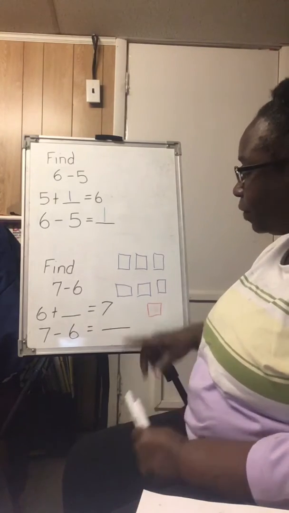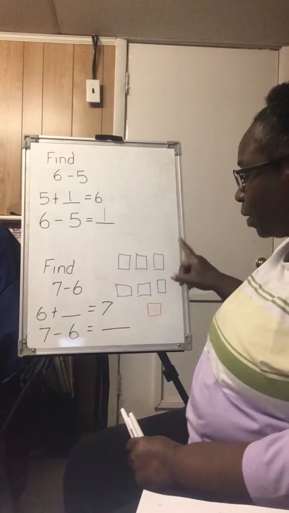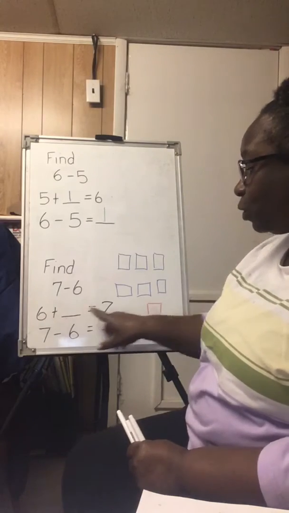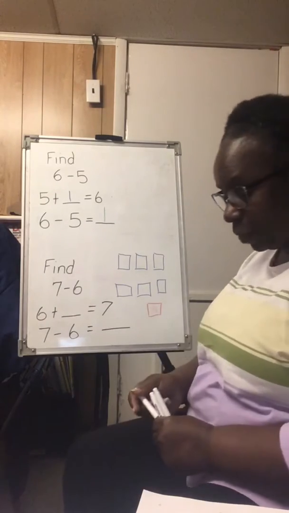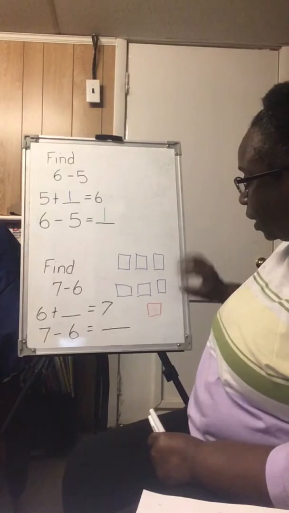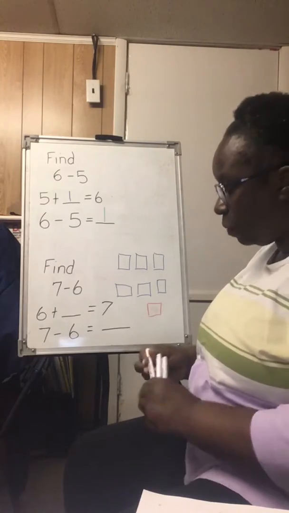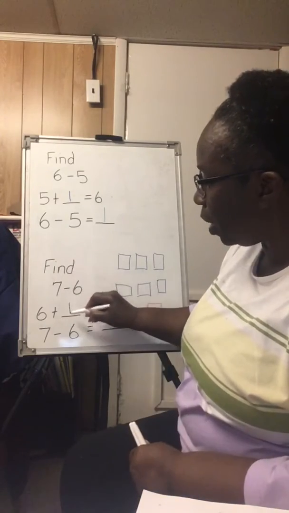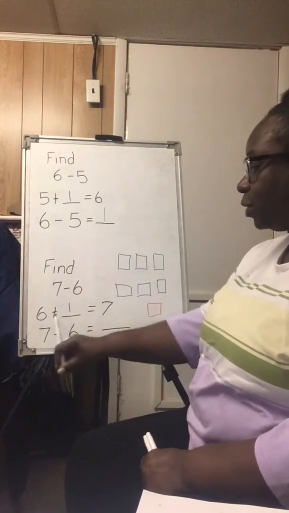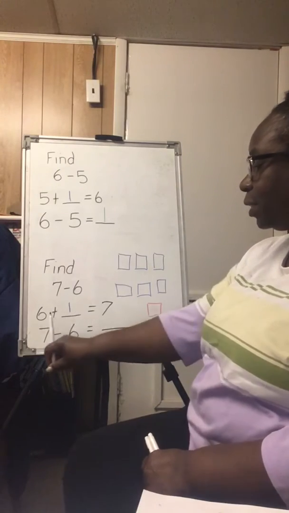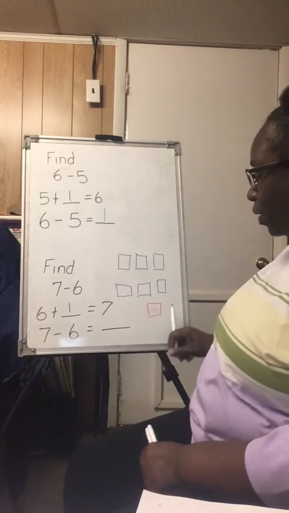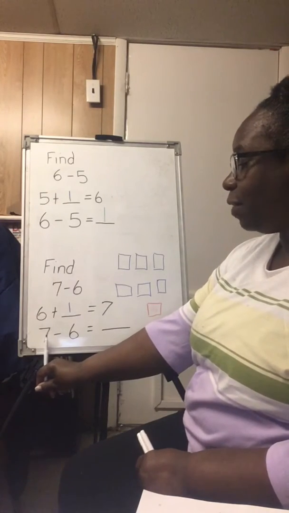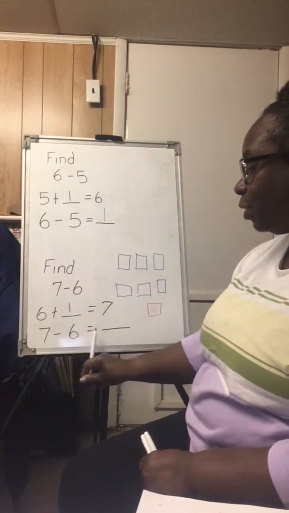So like you say, we have 6 blue blocks, 1 red block. So 6 plus what equals 7? So how many red blocks do we have up there? Because we know we have 6 here. We have how many red blocks? We had 1 red block. So 6 plus 1 equals 7. That 1 red block. So now let's go 7 minus 6 equals how many?